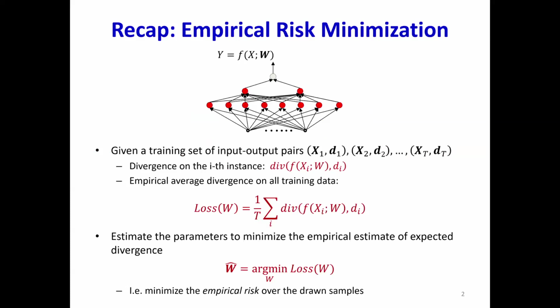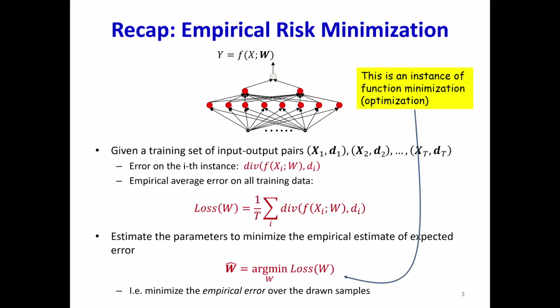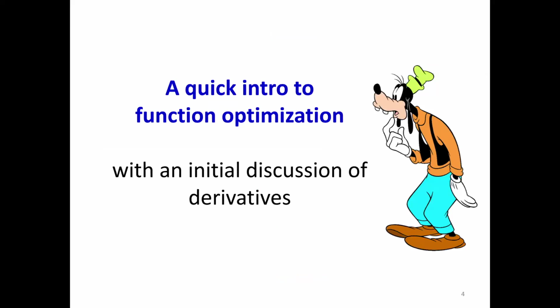We've seen so far that the problem of training a neural network is one of empirical risk minimization. We are given a collection of training points, each one comprising an input and the target output. And we define a loss, which is the average divergence between the actual output of the network and the desired output of the network over the entire training set. And we learn the network parameters to minimize this loss. And since the x's are given, this loss is a function of only the network parameters and everything else. So this is a problem of function minimization. So we're going to take a quick look at function minimization.